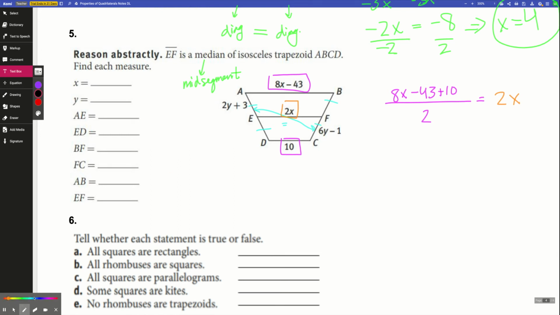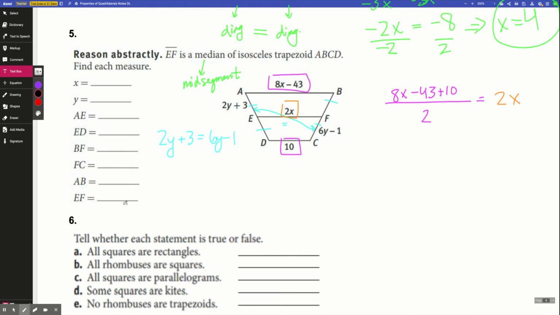I have another equation to solve for y, which I didn't write, but I kind of told you about. We're going to set these equal to each other: 2y plus 3 equals 6y minus 1. I want you to use those two equations, see if you can solve for x and y, and then find all of these missing segments. So they want to know what AE, ED, BF, and FC are. Those will all be the same because they're congruent. And once you find x, use that to figure out how long AB and EF are.